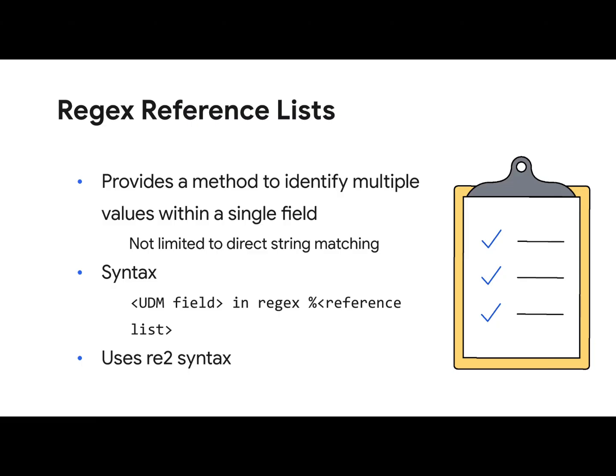Regex reference lists use RE2 syntax, which is used throughout search and rules in Google SecOps. Chances are you're already using it. The only difference in the syntax for regex reference lists is that the word regex is inserted before the reference list, so our syntax will be the field name in regex, %, and the name of the reference list being called. Let's take a look now at how we can use this in our rule.